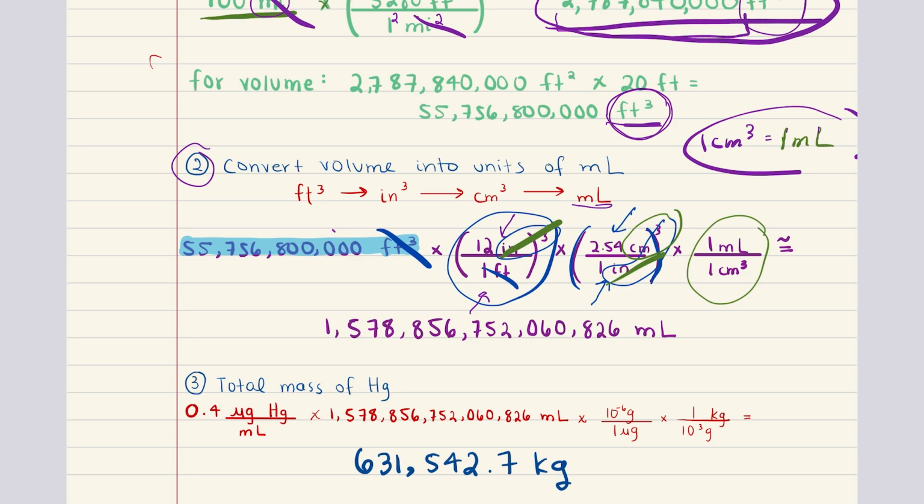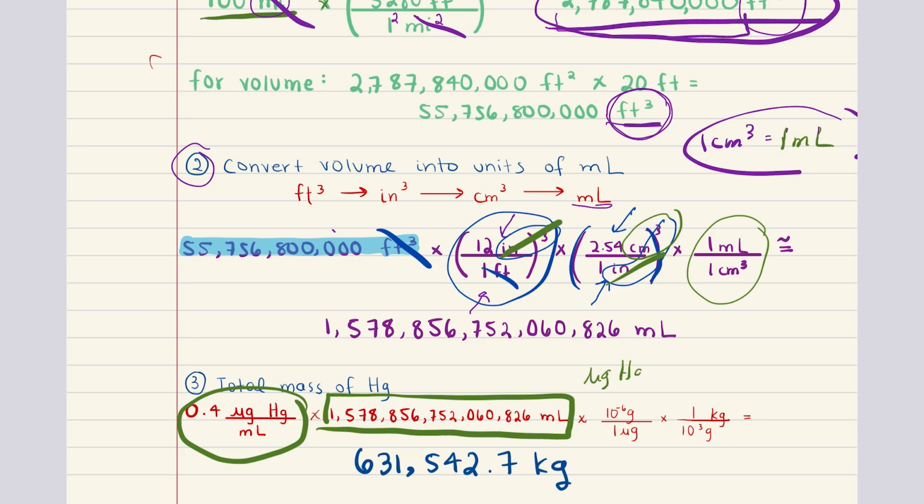Now, the next thing we do is we can multiply our concentration by the volume in milliliters. This is going to give us an answer that's just micrograms of mercury. And then the final 2 steps is just to convert micrograms of mercury into kilograms.